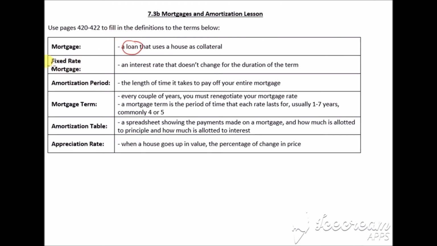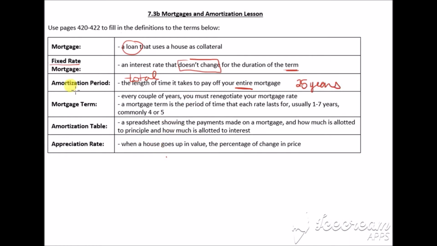Fixed rate mortgage. When we're talking about a fixed rate, this is an interest rate that doesn't change for the duration of the term. When we talk about an amortization period, this is the total length of time it takes to pay off the entire mortgage, from start to finish. This is usually 25 years. That's the most common one.